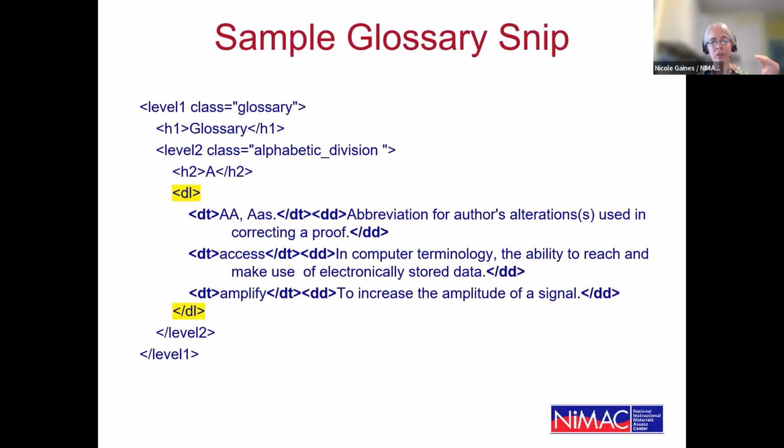These are the entries under the letter A. And so you may not have a DL that wraps the entire glossary, but for each sublist under each level 2 that you have there for the different letters of the alphabet, that's what's going to wrap those entries. So if you have any questions as you're working with glossaries, let us know.